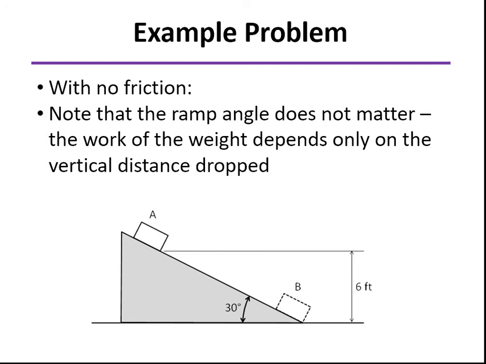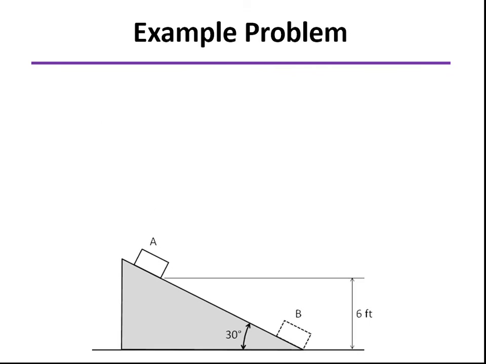So if we increase that ramp angle to 45 degrees, of course the time it would take for the box to get from A to B would be reduced, but the speed at the bottom would be exactly the same. And remember, with work and energy, we're not involving time, we're just looking at distance.